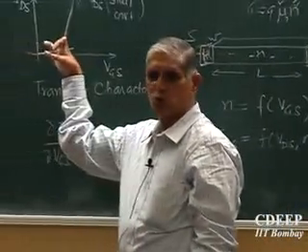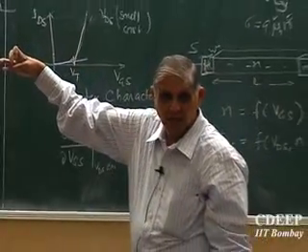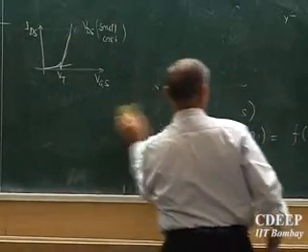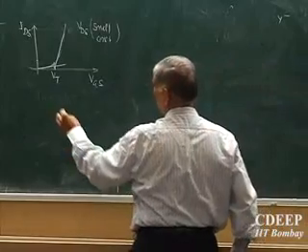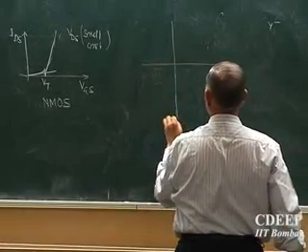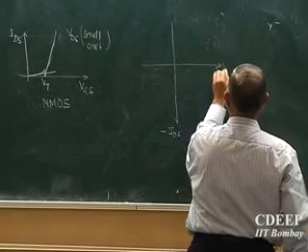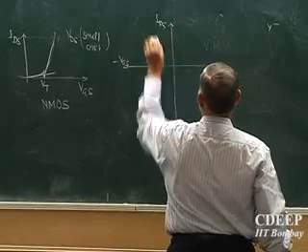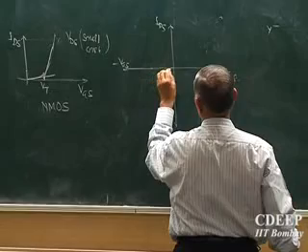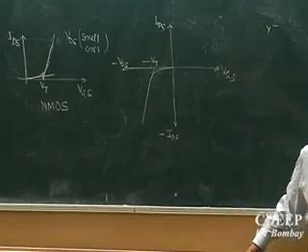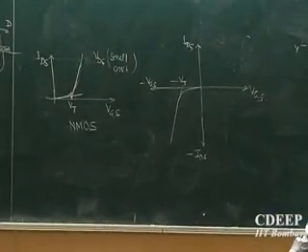One of the characteristics which I showed here was for which device? NMOS. So IDS, VDS characteristics, or rather first look for these characteristics. This is for NMOS, transfer characteristics for NMOS. If I see this characteristic, what is this device? It's a PMOS device.